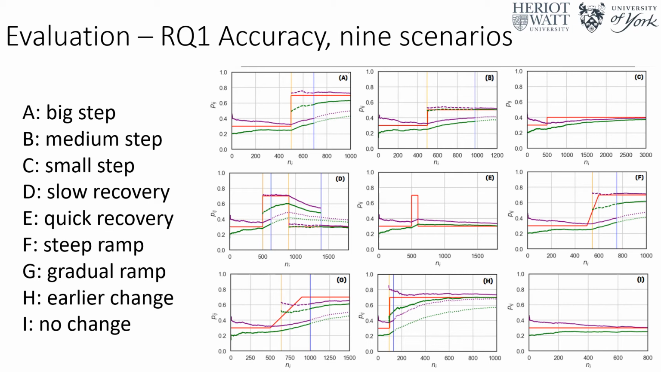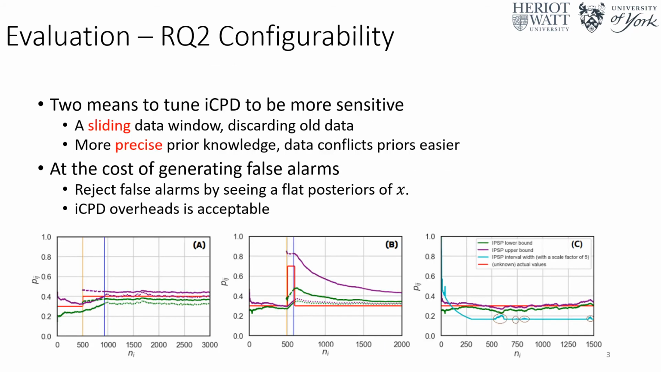This could be either a good thing or a bad thing, depending on the application requirements. For instance, in an application, we may treat the quick recovery change as some random noise and tend to ignore it without taking any action. Well, if we want to capture such subtle changes, it's okay. We can still configure the iCPD, and that's the next research question.